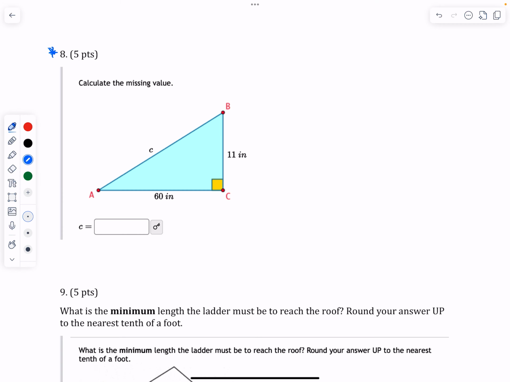So this is the extra practice unit 3 review. I'm starting at question number 8 for this video. Calculate the missing value. Again, we have a right triangle.